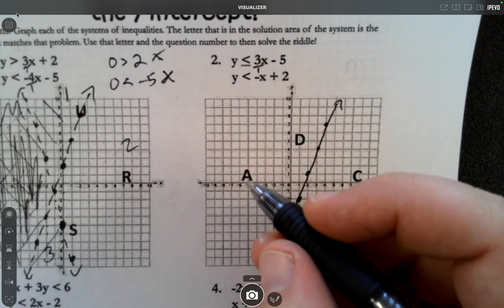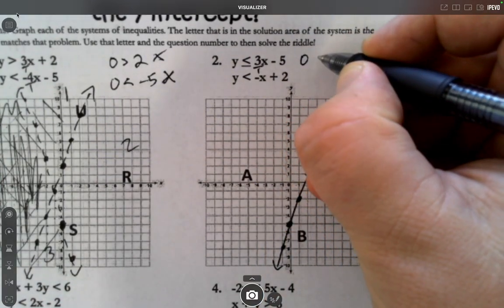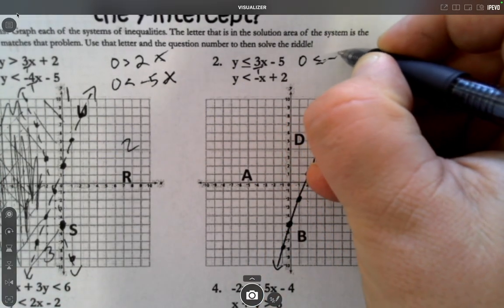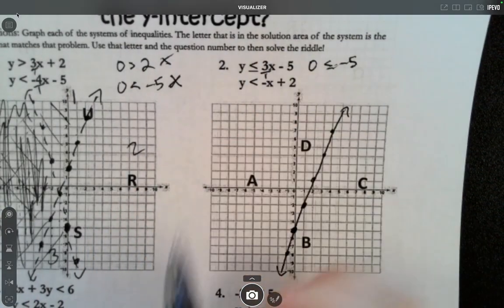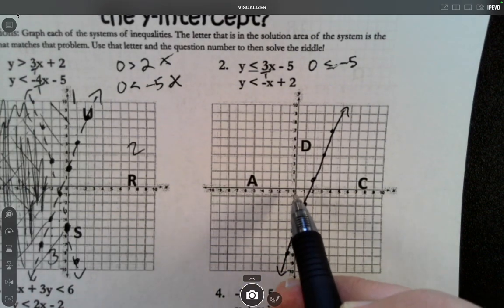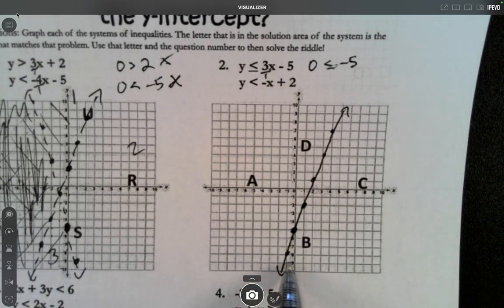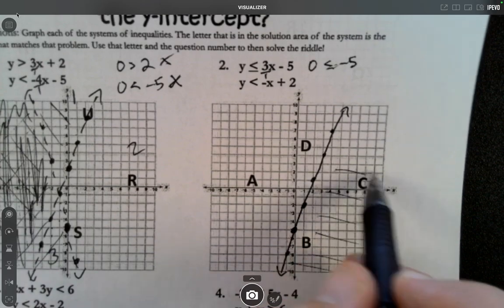If I plug in 0, 0, I get 0 is less than or equal to -5. This looks familiar. 0 is not less than or equal to -5. So that means the 0, 0 side is all false. So we'll shade it over this direction.